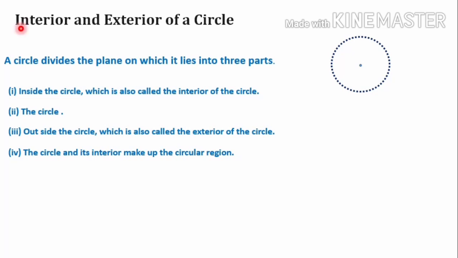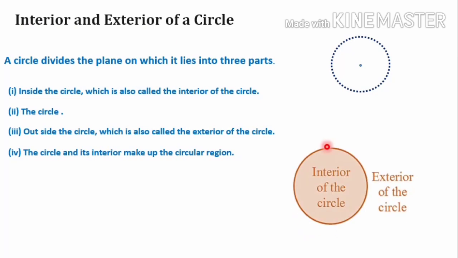And here we need to identify interior and exterior. These two, we will just visualize it. So if you consider a circle, inside the circle is interior of the circle and outside the circle is exterior of the circle. Another important term is circular region. Circular region in the sense the circle and its inside. Not only inside, the circle and its inside makes the circular region.